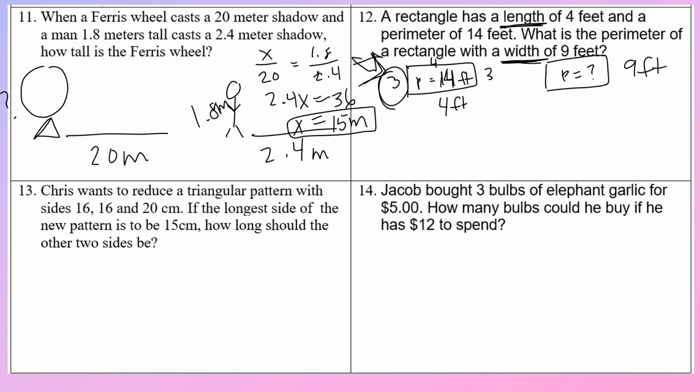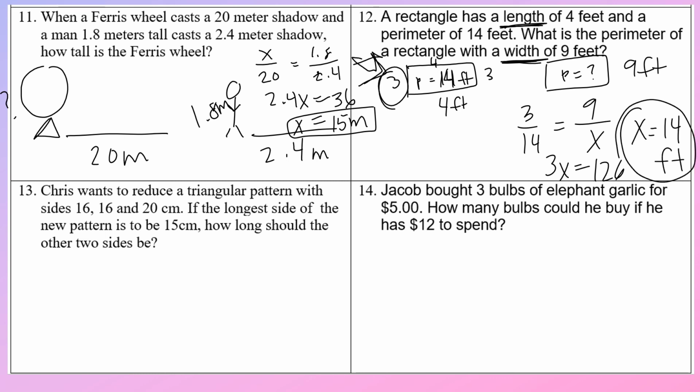You couldn't do 4 over 14 equals 9 over x, because these two are not the same thing. They need to be in the same spot. So I have 3 over 14 equals 9 over x. Cross multiply, so you get 3x equals 126. And then divide both sides by 3, you get x equals 14 feet. So, that's not right. X equals 42 feet. My bad. Looking at the other problem.